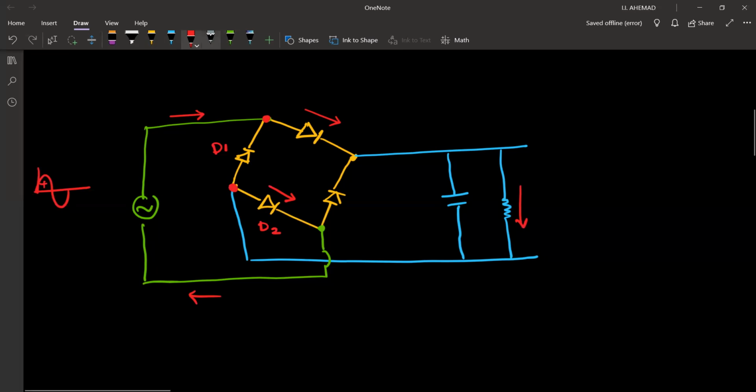Now, my question: the current could have gone through D1, right? The current could have gone through D1, but it didn't. What might be the reason? What do you think about D1? Is D1 forward biased or reverse biased? At a glance, it seems as if it is forward biased, right? When we look, it looks as if it is forward biased.